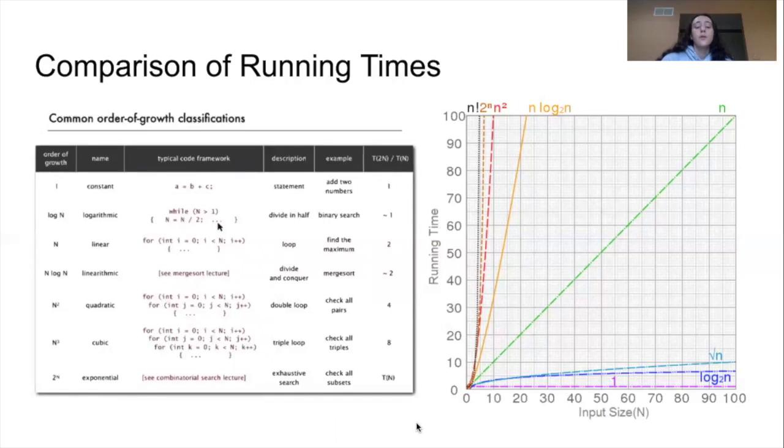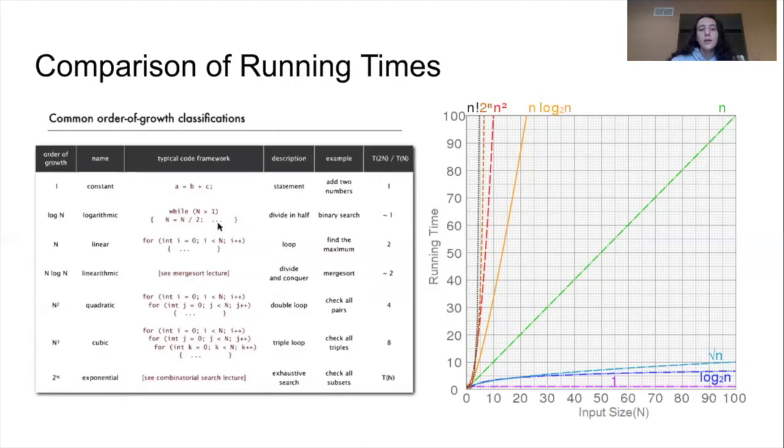So the order of growth is about the running times. And here's a comparison of some common running times in code. So first, on the left is a chart with different run times and some examples, and on the right is a graph showing the runtime's speed as n increases.